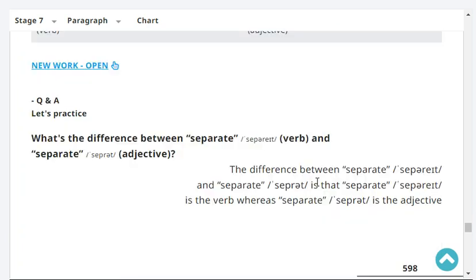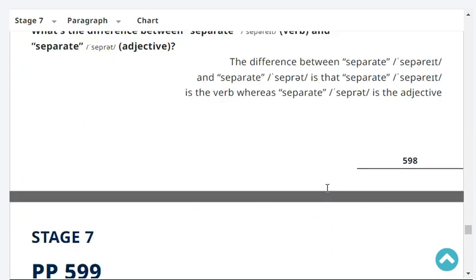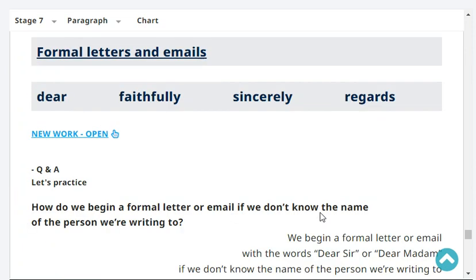Okay. What's the difference between separate and separate? The difference between separate and separate is that separate is the verb, whereas separate is the adjective. Very good.